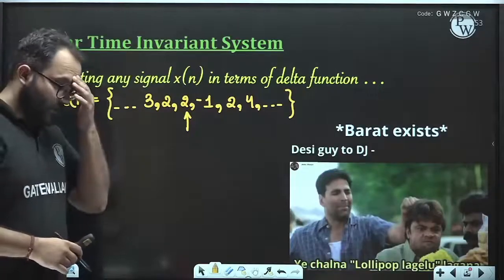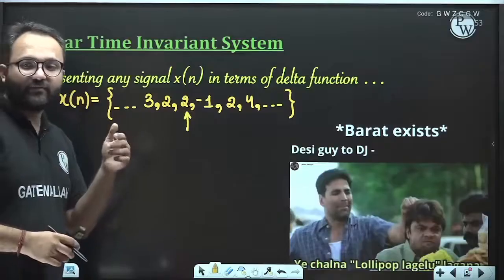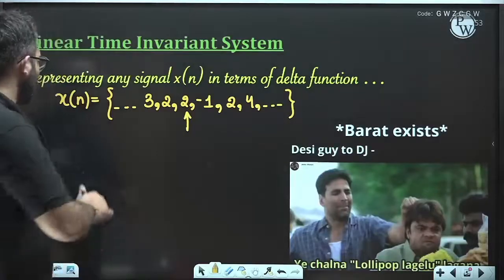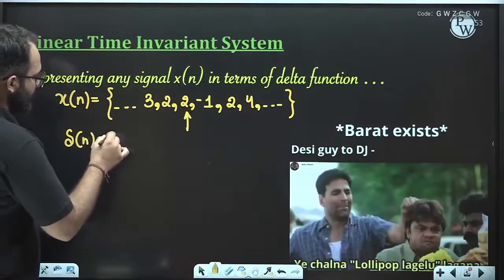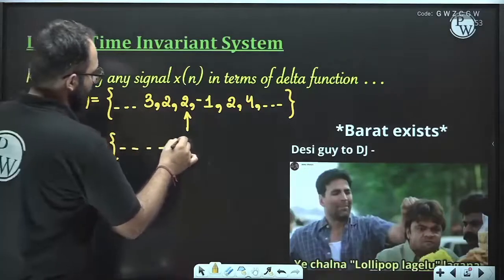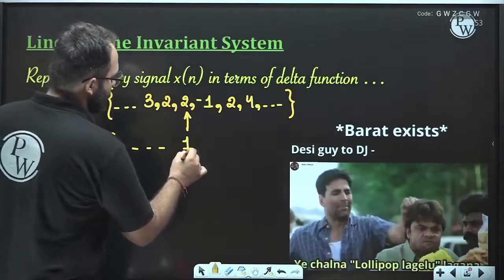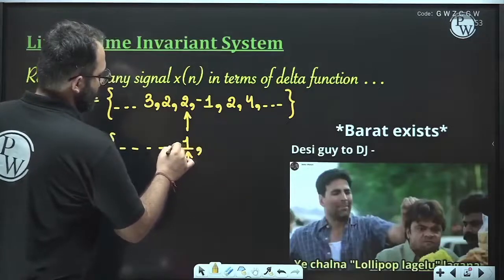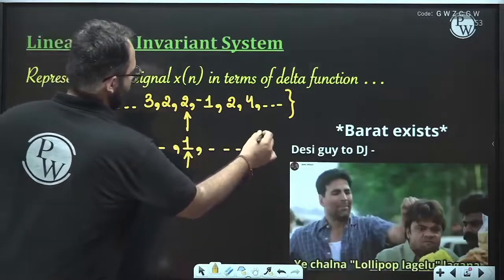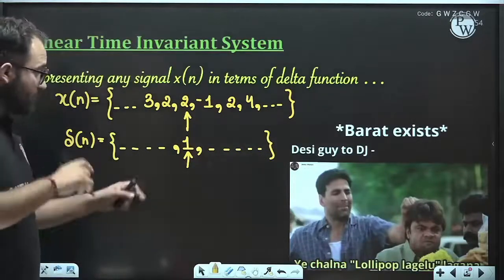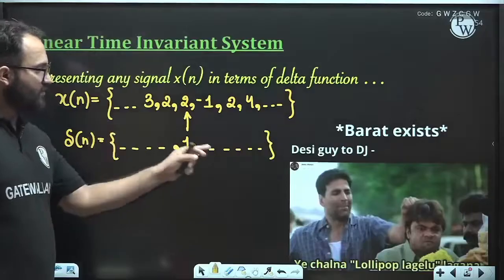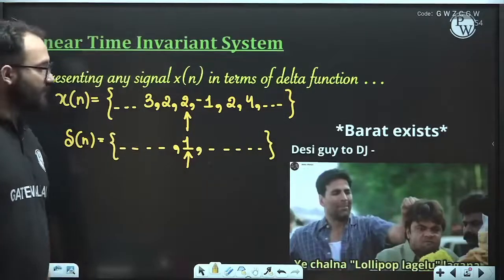Now, we'll write this signal x[n] in terms of delta[n]. What is delta[n]? We know that delta[n] is a signal which is 0 everywhere and it is 1 only at the 0 location. At n equal to 0 it is 1, and then it is 0 again.